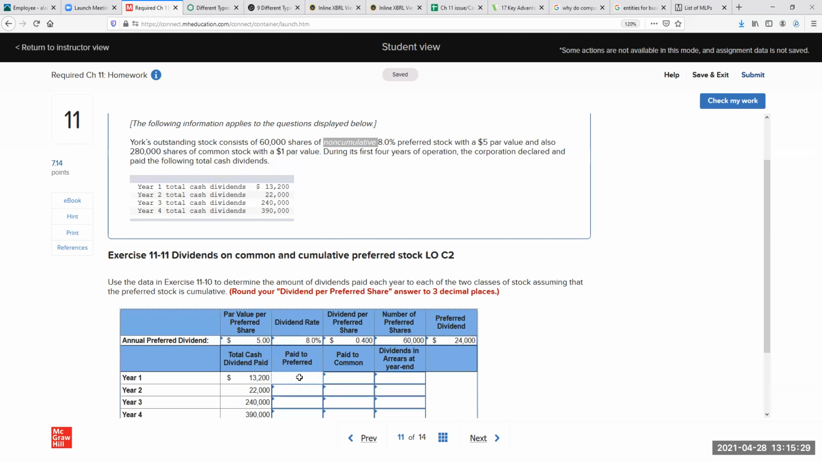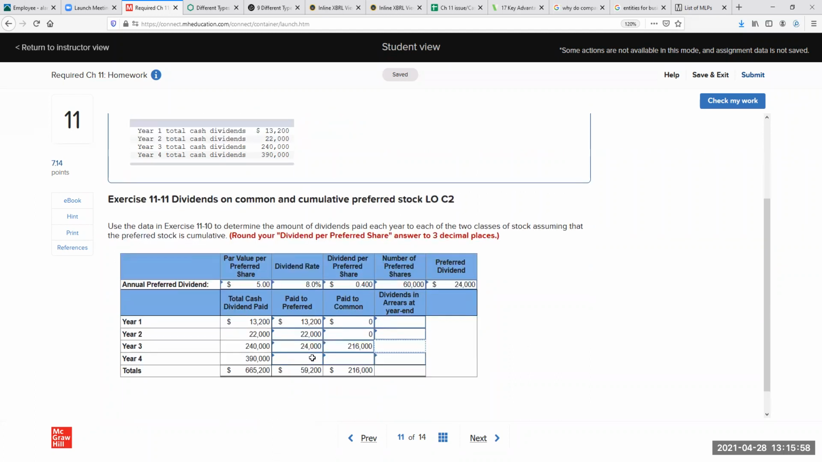So in this case, it's 13,200 paid to the preferred, and the common gets 0. In the next year, they get all of it as well, and their common get nothing, in my opinion, either. I don't understand. I hope there's no dividends in arrears. I mean, there can't be arrears if it's non-cumulative. So let's see what it does. In the next year, they get the 24, and then they'd get the 216,000. And here, they get the 24, and they get 366. So let's see where I'm wrong.